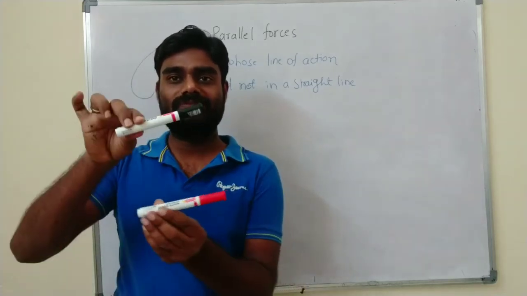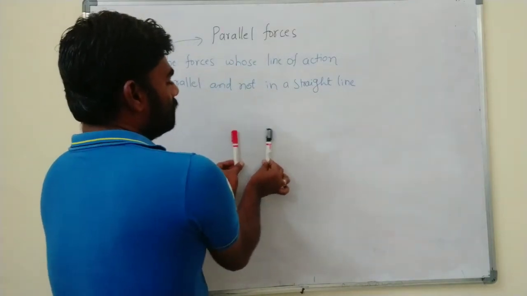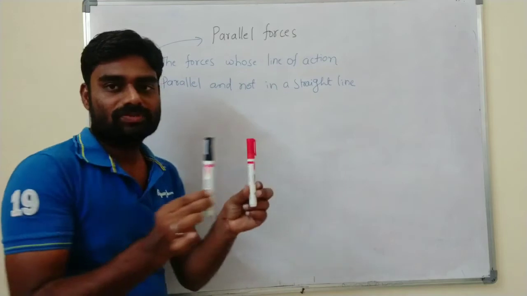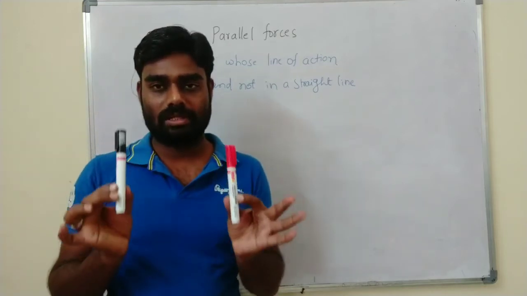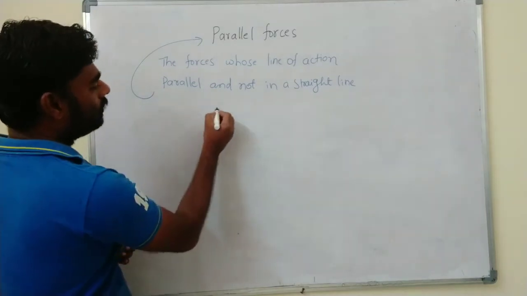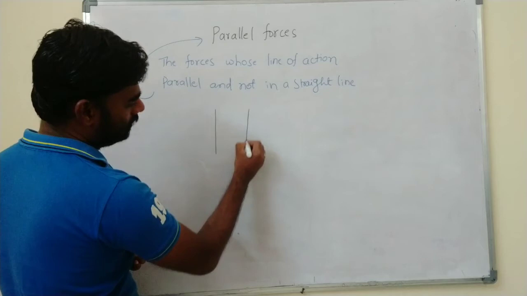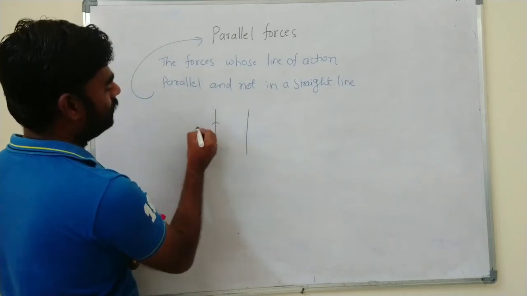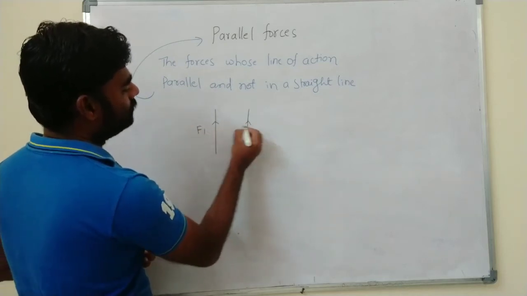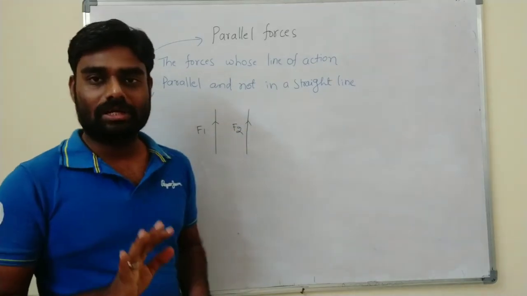Okay, so these forces are acting parallel to each other. Clear? Next, now I have drawn this force F1 and this one also force F1 or F2. These forces are acting parallel to each other.